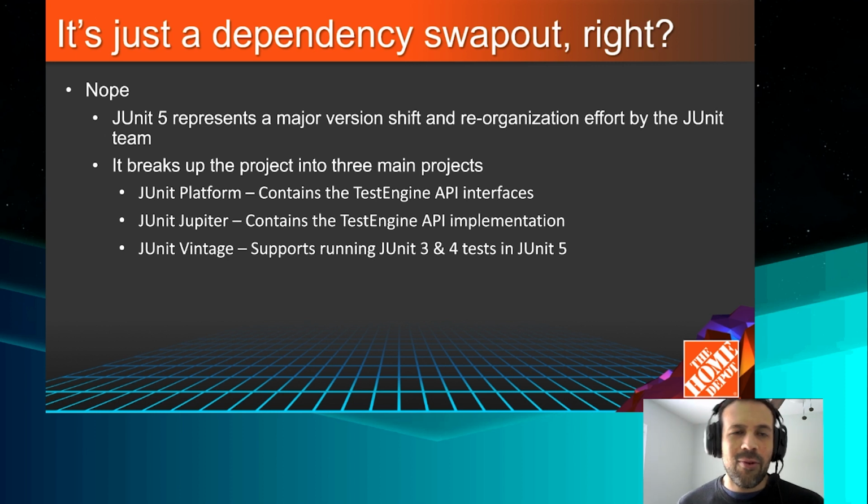All right. So first question, is it just a dependency swap out? No. JUnit 5 represents a major version shift and also a reorganization effort by the JUnit team, to help do better practices behind the development of the software. So it breaks it up into three places. The JUnit Platform, where the test engine API interfaces reside. The JUnit Jupiter, where the actual implementation for the test engine API resides. And then JUnit Vintage, where you're able to run JUnit 3 and 4 tests inside of JUnit 5.